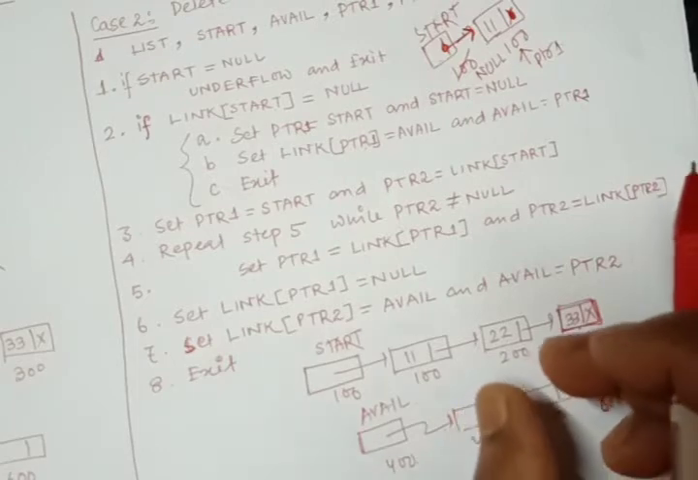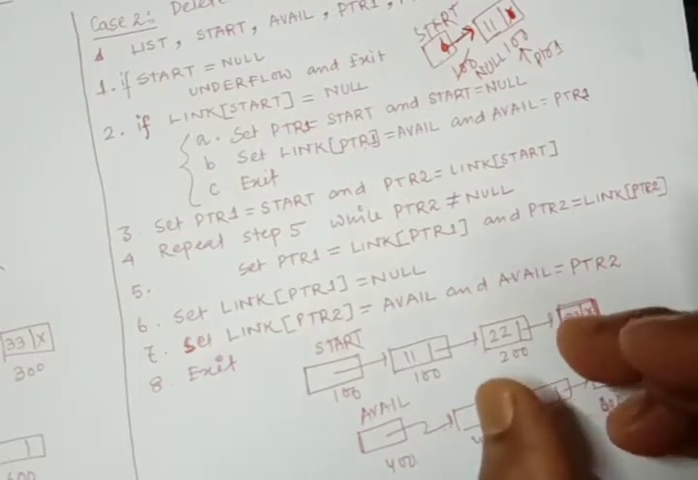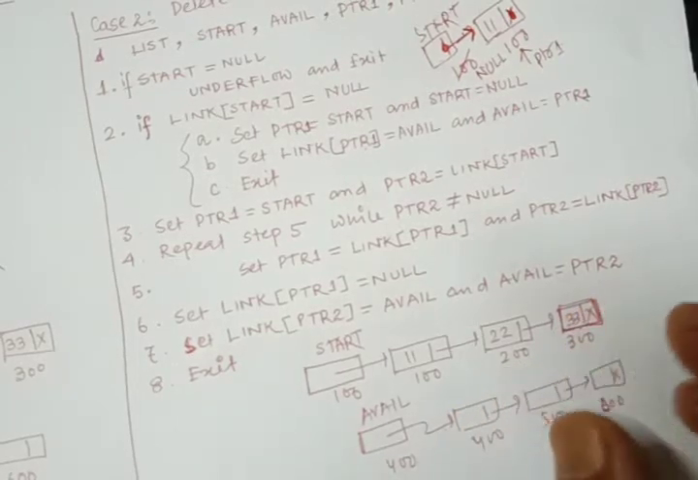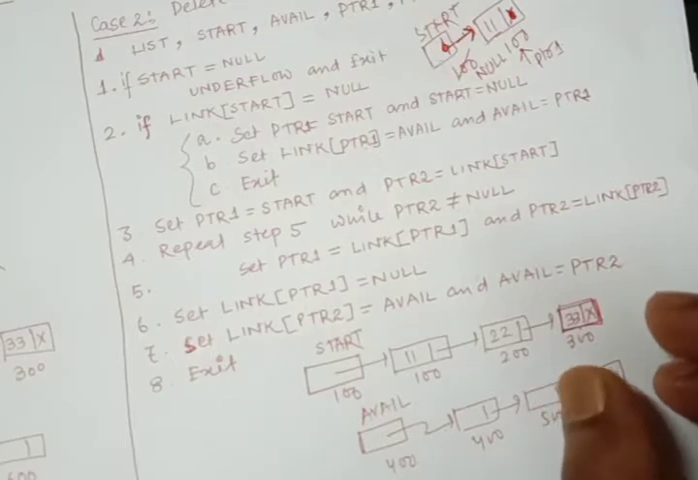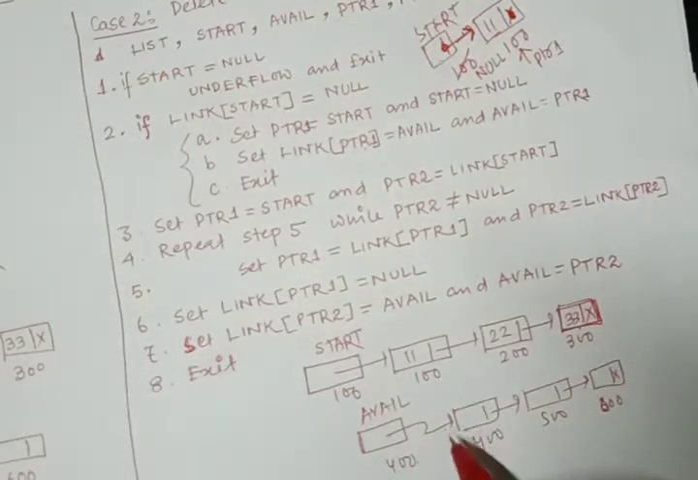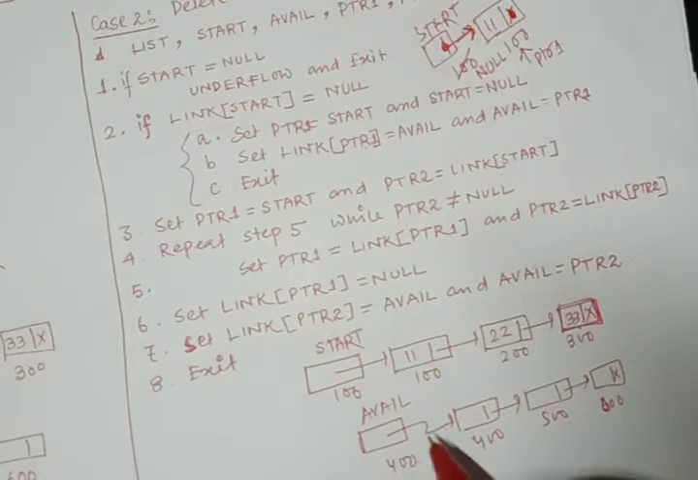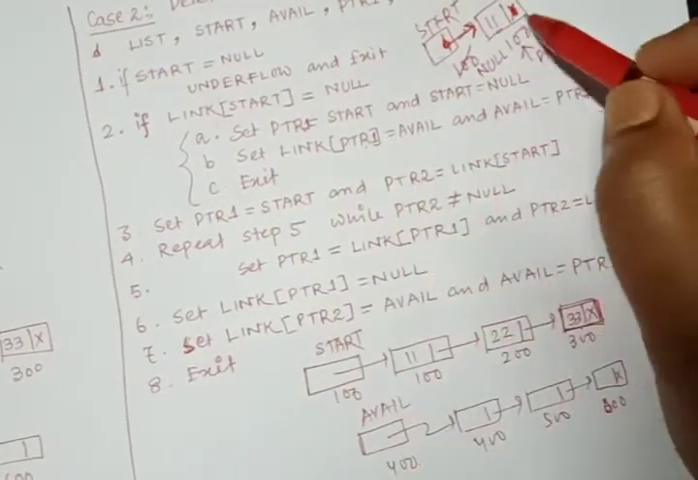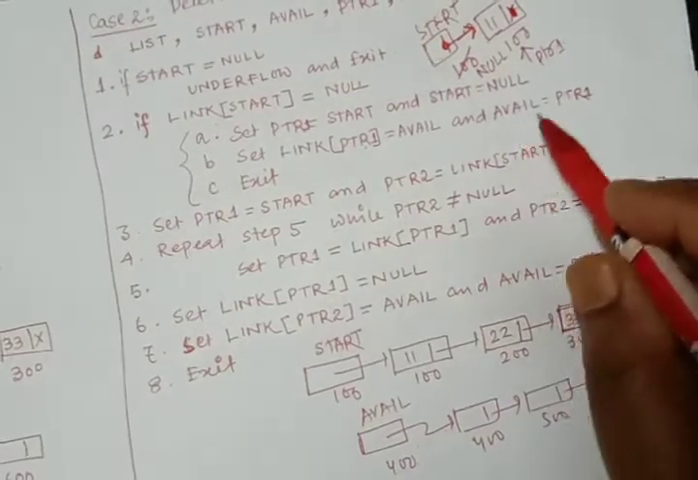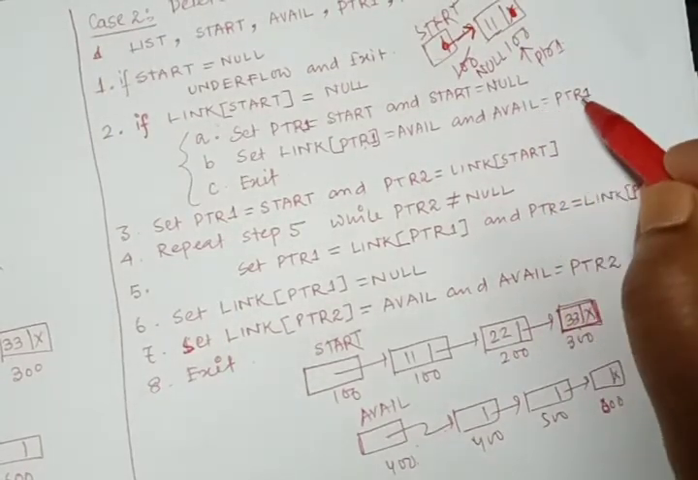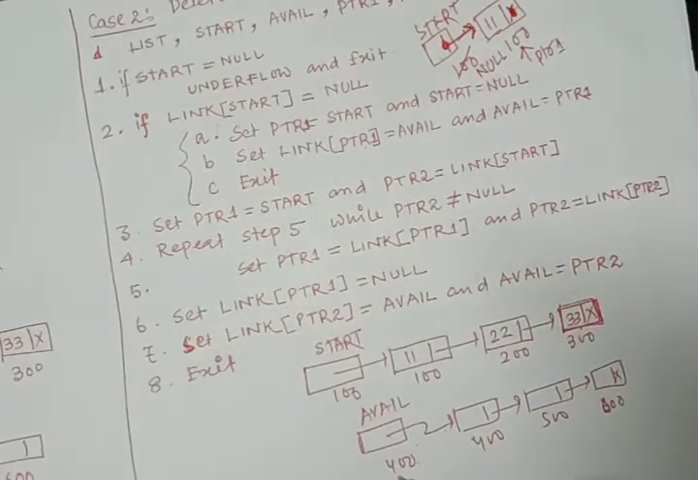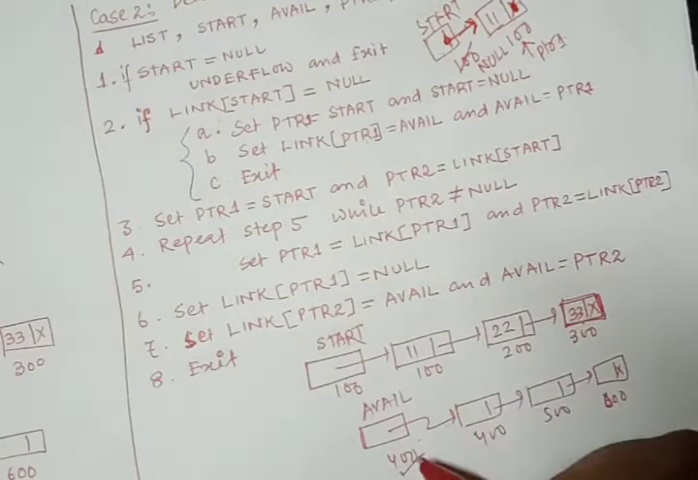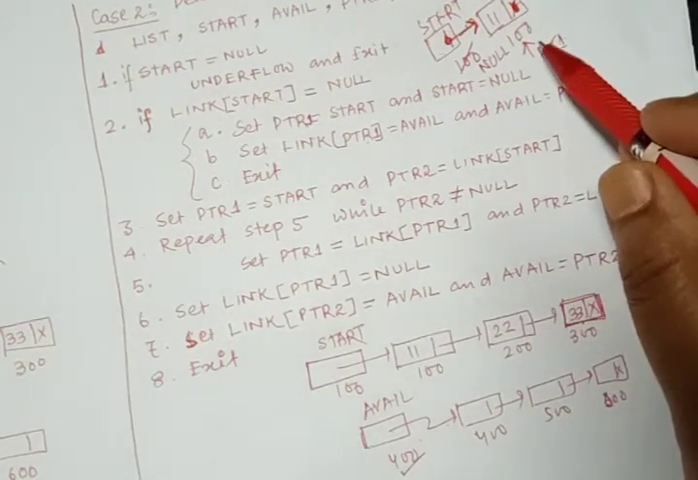Always when we bring back a node from the used list, that is the deleted node, we put it into the first position of the avail list. So set link of ptr1 equal to avail, so this will connect with that avail, and now the avail will change, avail equal to ptr1. So this avail will change and it will be replaced with the value 100.